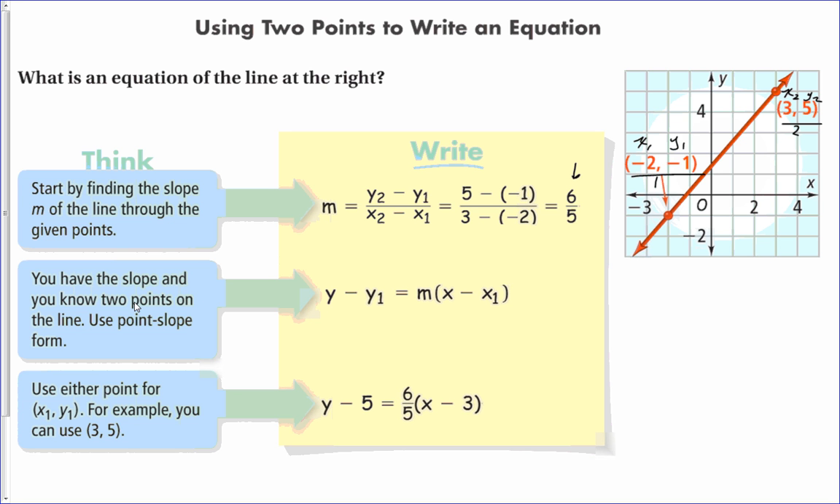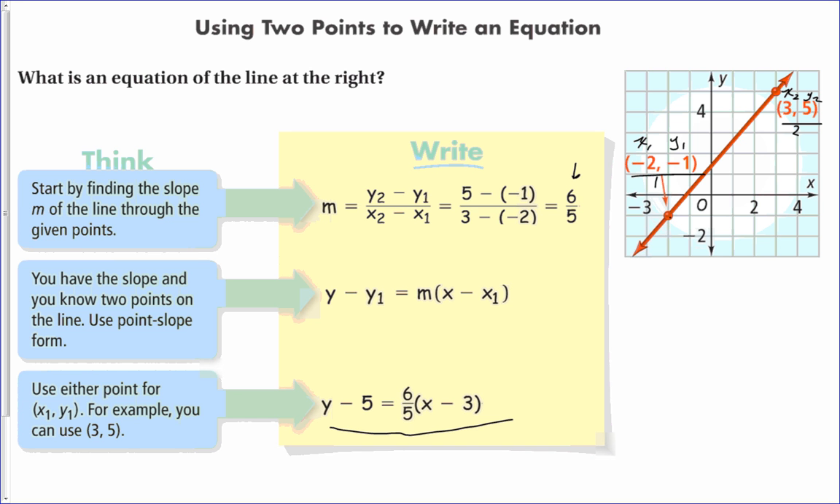So we determined we need to use the point-slope formula, which is what this is. And now you simply plug it in. y1 is 5, so y minus 5 equals m, which is 6/5, times x minus x1 in this case, which is 3. So there's our equation: y minus 5 equals 6/5 times x minus 3. So that's how you get the equation of a line that's drawn on a graph.